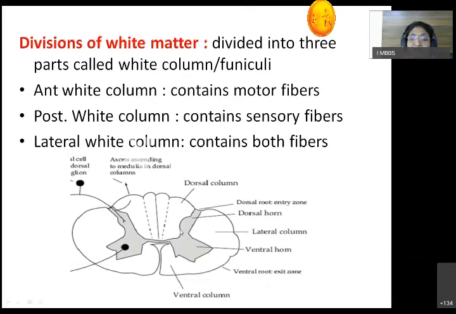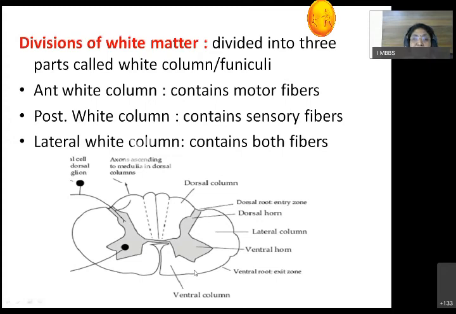What do you mean by anterior group? It is a part of the spinal cord between the anterior median fissure and the anterior horn, and it contains motor fibers. Then the posterior white column extends from the posterior median sulcus to the posterior horn of the gray matter, and it contains sensory fibers, whereas the lateral column extends between the posterior horn and anterior horn.